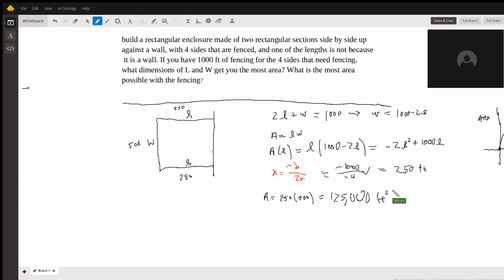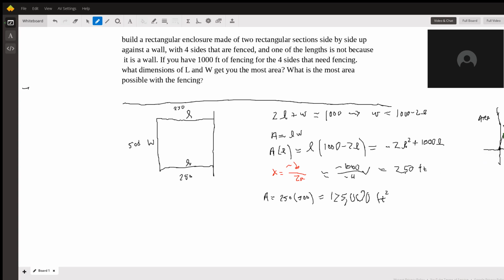So that's the largest area that they can enclose with 1,000 linear feet of fencing, assuming that one side of the enclosure is kept secure by a wall. So that's it. That's all there is to it.